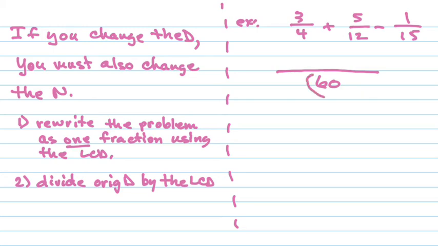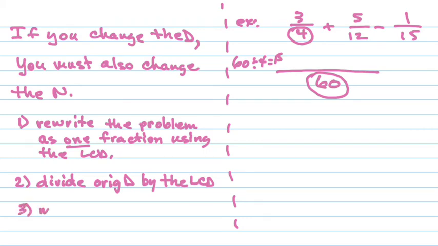So let's do the first one. What is my LCD? 60. What is my first denominator? 4. And what is 60 divided by 4? 15. Do we all agree on that? So all I did was take this number divided by that number. So 60 divided by 4 gives me 15. Okay? I don't like it. I wrote it there, but that's okay.